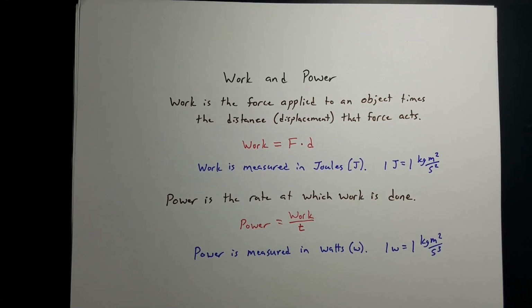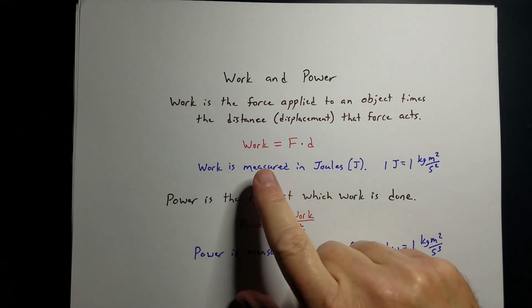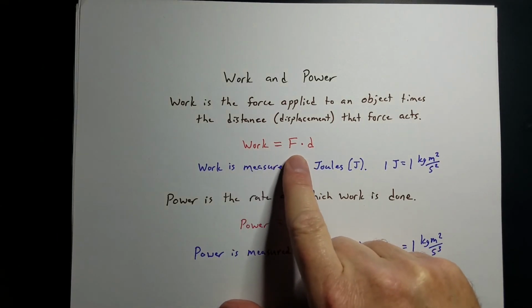So, work in physics goes along more of a physical, mechanical means, where it's the force applied to the object times the distance, or we should say displacement, that force acts. And we use it in this equation right here. Work is equal to force dot D.